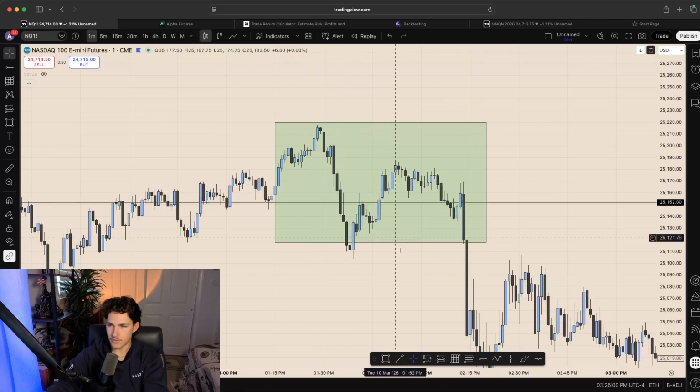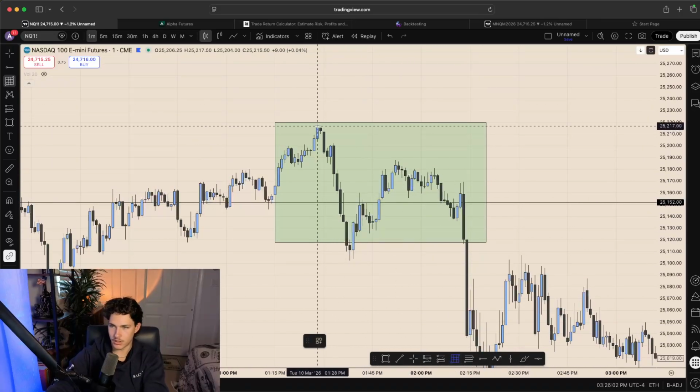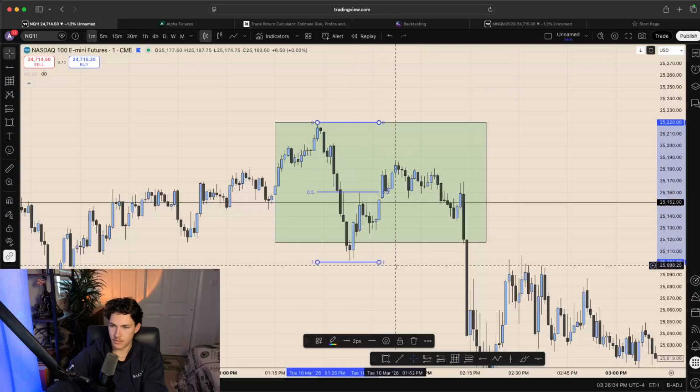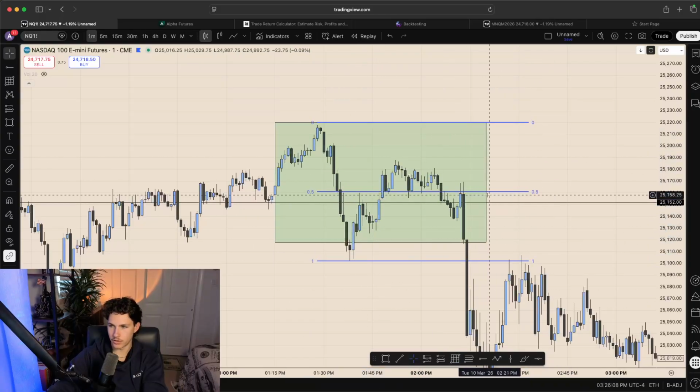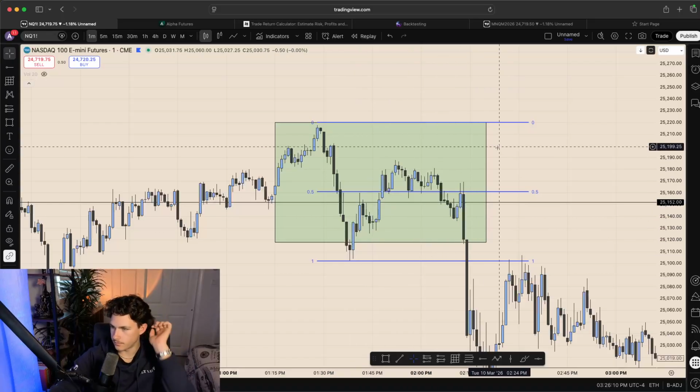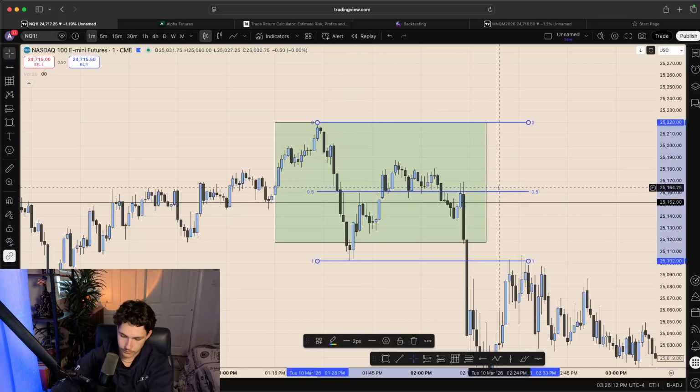All right, we had this level from here to there, just so you guys know. That was the equilibrium, right? We filled it, remember? Filled equilibrium before continuing lower. Guess what we also did? Let's get rid of all this.